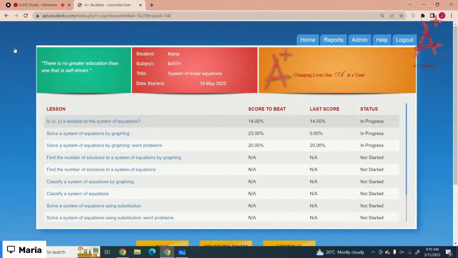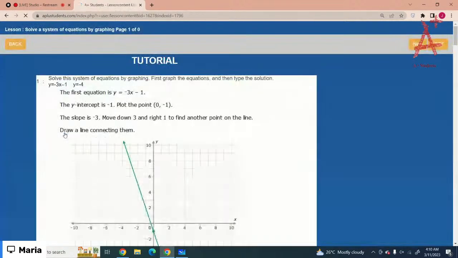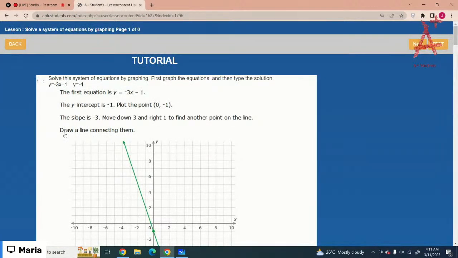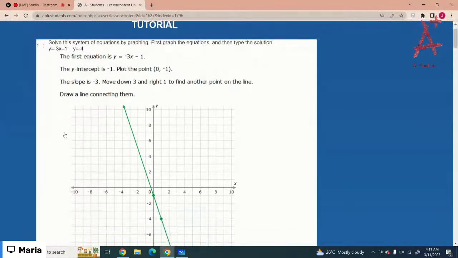Okay, the next one is solve a system of equations by graphing. So let's just start with the next one. Solve this system of equations by graphing. First graph the equations and then type the solution. So you are given two equations, y equals negative 3x minus 1 and y equals negative 4. So you have to graph both the equations.